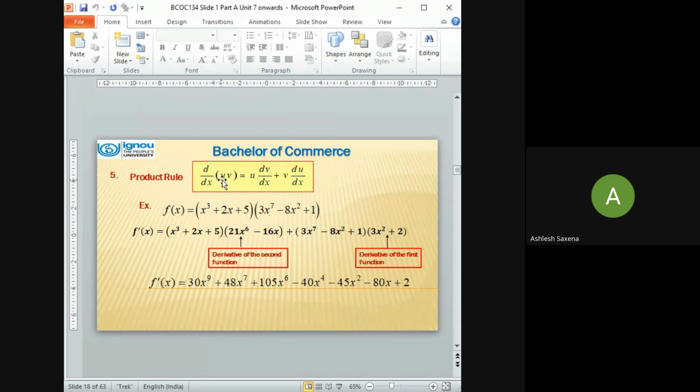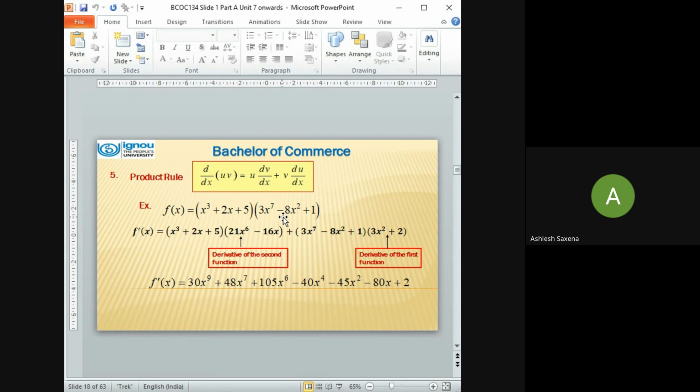These are the two functions u and v. They have to be differentiated. So u will be kept as it is. We will be differentiating dv by dx, plus second term as it is, differentiate the first term. First term is du by dx. Now we see this. These are the two functions in product form. Derivative has to be calculated.